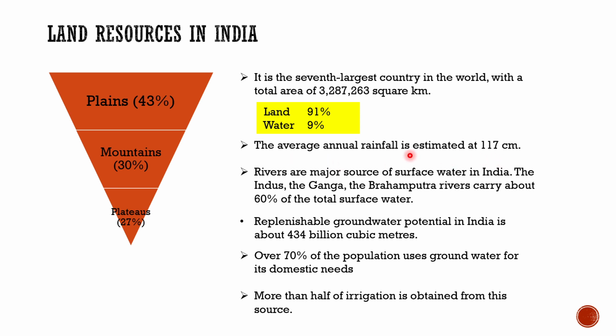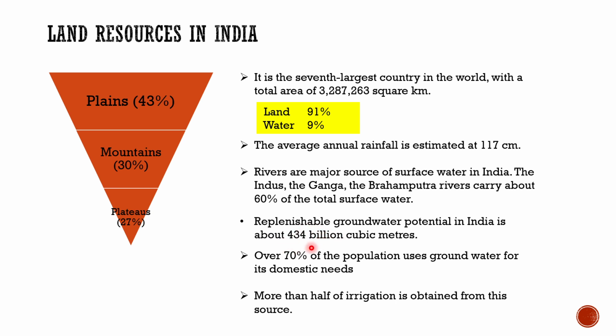And rivers are the major source of surface water in India. As we know, the Indus, Ganga, and Brahmaputra are the big rivers, and they account for 60% of the total surface water. The replenishable groundwater potential in India is about 434 billion cubic meters, which is a very good capacity.